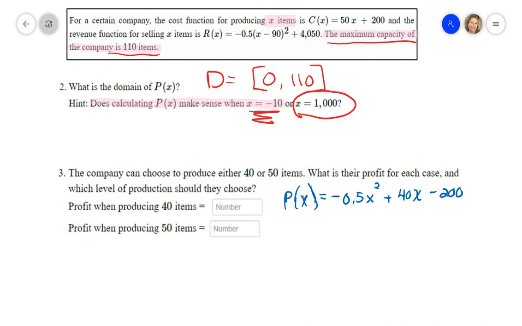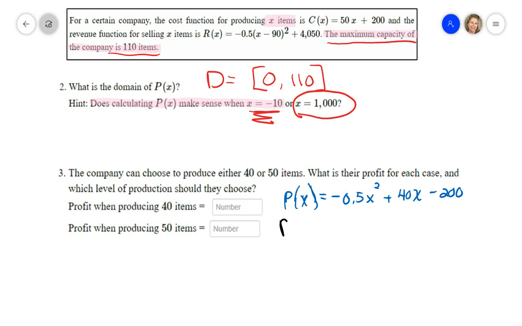And then part 3 says the company can choose to produce either 40 or 50 items. What is their profit for each case? And then which level of production should they choose? Okay, well, my profit function was that. If I don't get part 1 right, I'm not going to get part 3 right because you need the correct equation.